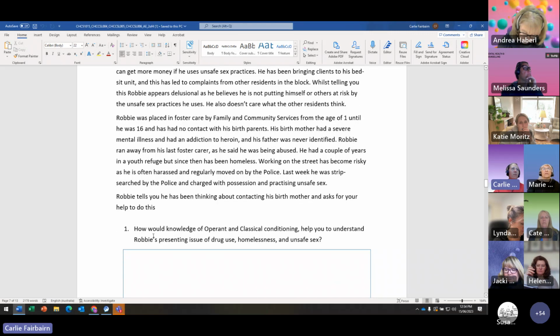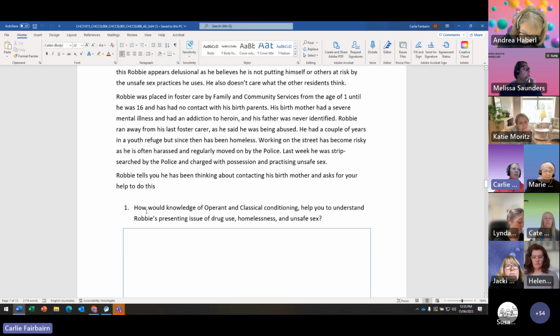Robbie was placed in foster care by Family and Community Services from the age of 1 until he was 16 and has had no contact with his birth parents. His birth mother had a severe mental illness and had an addiction to heroin, and his father was never identified. Robbie ran away from his last foster carer as he said he was being abused. He had a couple of years in a youth refuge, but since then has been homeless. Working on the street has become risky as he is often harassed and regularly moved on by the police. Last week, he was strip searched by the police and charged with possession and practicing unsafe sex. Robbie tells you he's been thinking about contacting his birth mother and asks for your help to do this.